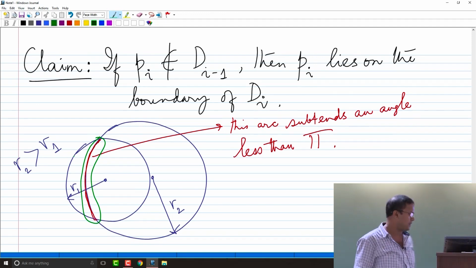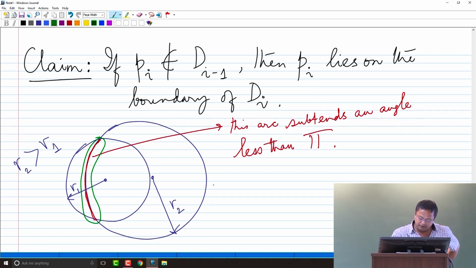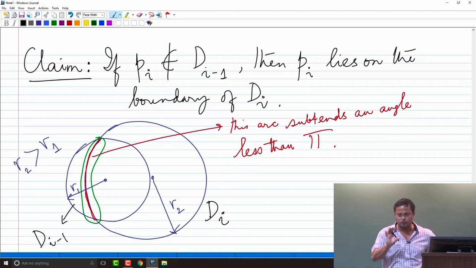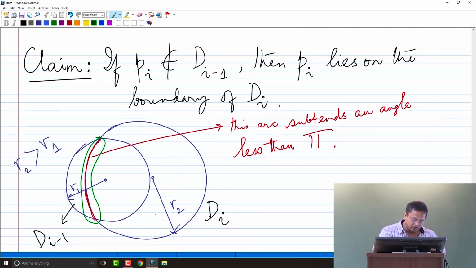No? Fine. Now, I map this scenario to make this my Di and make this my Di minus 1, because Di is going to be of a bigger radius than Di minus 1, and assume for a contradiction that the point Pi does not lie on the boundary of Di. So, your point Pi is here, not on the boundary.